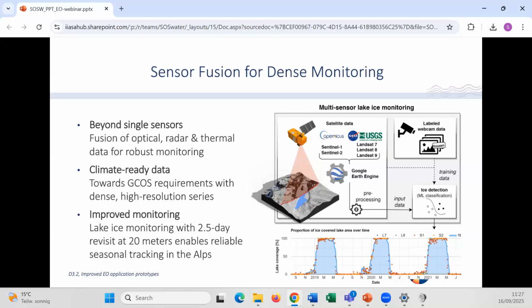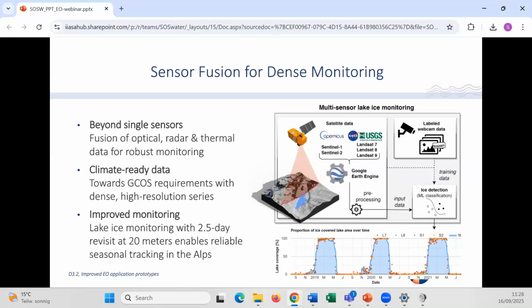And one way to get around this is to do sensor fusion, so to merge different sensor platforms, but also techniques. In this case, we use Sentinel-1 CSAR microwave backscatter, then Sentinel-2 in the optical range, and then the Landsats in the optical and also in the thermal range. So we combine 3 different techniques and multiple different platforms to get a much more dense measurement.